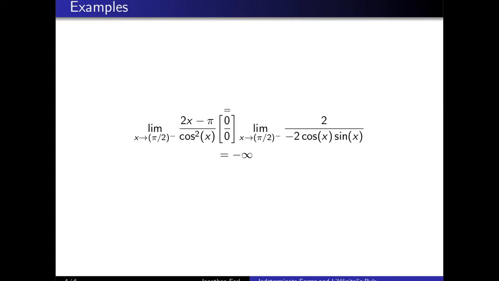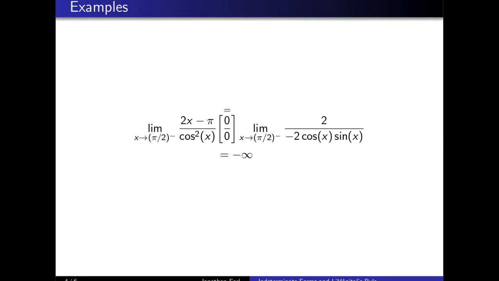So another way that we could say that we're using L'Hopital's rule is to just write the indeterminate form that we have. So in this case, we have the limit as x is going to pi over 2 from the left. Our numerator is 2x minus pi, and our denominator is cosine squared. And here the numerator is going to 0, and the denominator is also going to 0. Cosine of pi over 2, or 90 degrees, that's going to be 0.